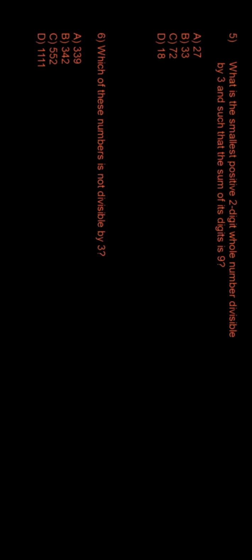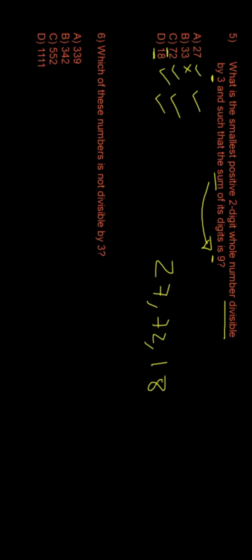What is the smallest positive 2-digit whole number divisible by 3 such that the sum of its digits is 9? There are two things in the criteria of the number we're looking at. It should be divisible by 3, and the sum should be 9. The sum is 9, the sum is not 9, the sum is 9, the sum is 9. So I'm looking at A, C, and D. It has to be divisible by 3. 27 is divisible by 3. 72, is it divisible by 3? How do we work that out? 7 plus 2, 9. So yes, it is divisible by 3. 8 plus 1, 9 again. So yes, it is divisible by 3, which means 27, 72, and 18 are all possible answers, but because they want the smallest positive 2-digit number, 18 is the smallest answer.